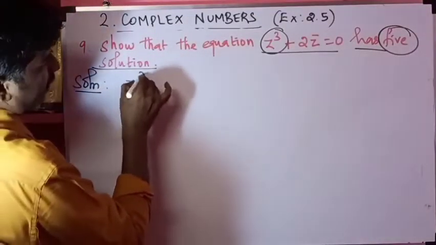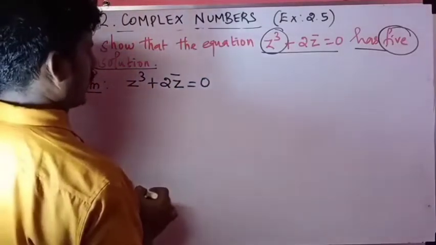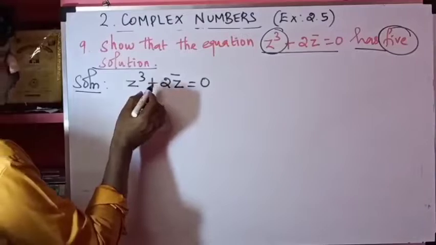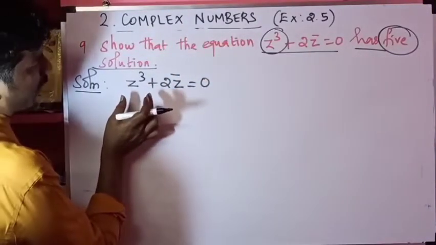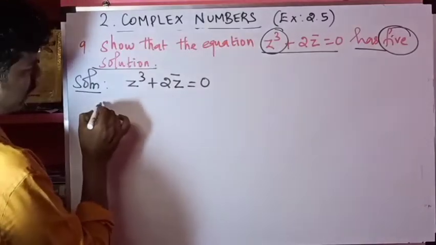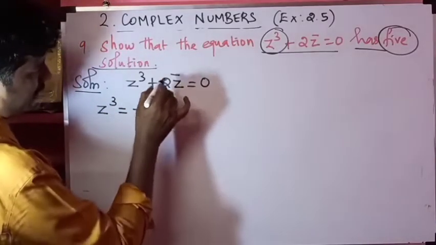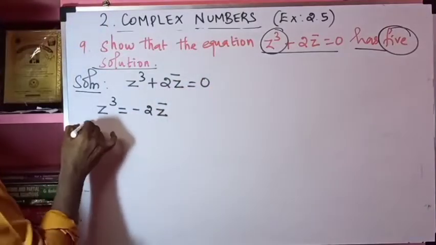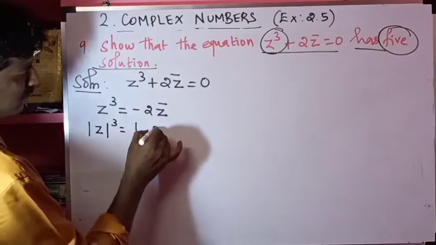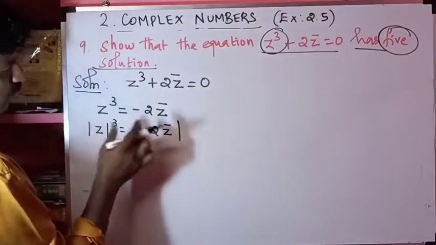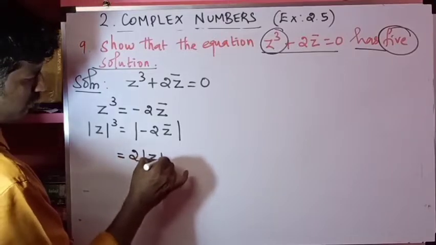What is given? z cube plus 2 z bar is equal to 0, right? So z cube plus 2 z bar equal to 0. So இப்போ நம்ம 5 solution அப்படின்னு prove பண்ண போறேன். Now I am going to write this. z cube is equal to minus 2 z bar. Just இந்த பக்கம் கொண்டு போயிருக்கேன். இப்போ இதுக்கு modulus இருக்கு. Modulus of z cube is equal to modulus of 2 z bar. ரெண்டு பக்கமும் modulus எடுத்தாச்சு. This can be written as 2 modulus z bar.